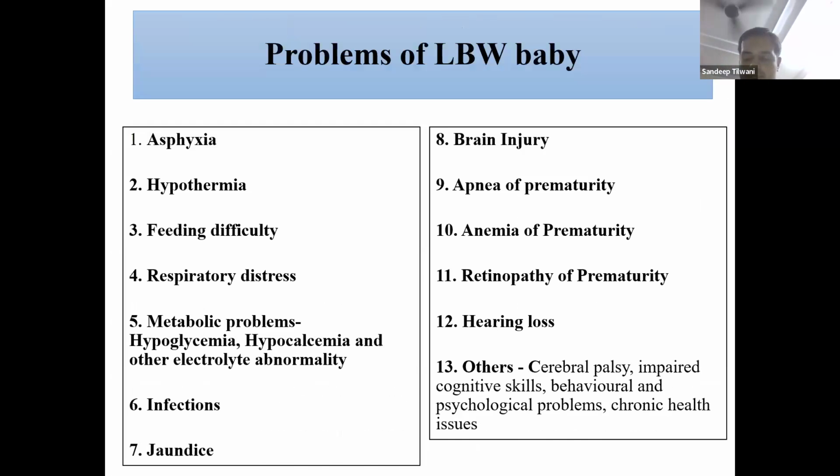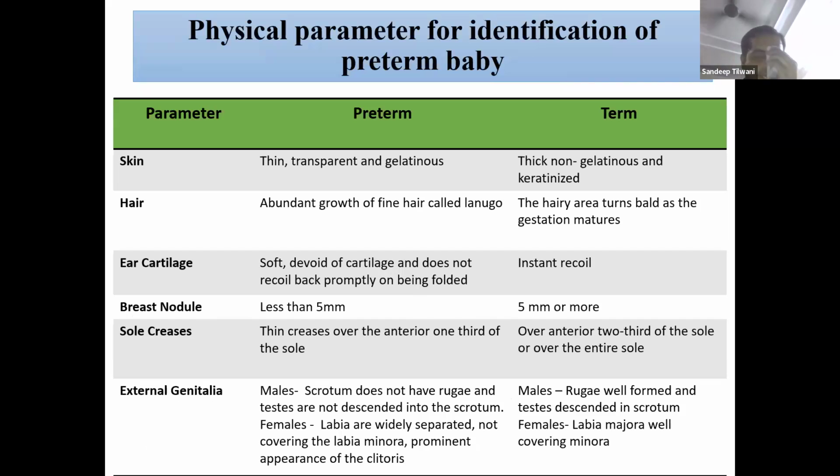So then coming to the problems of a low birth weight baby, what are the problems we expect? Based on these criteria which I told earlier, these are the physical criteria to differentiate between a term and a preterm baby. There are certain neuromuscular criteria as well, which we can apply. I think all of you must have some idea about them. Those include the square window, arm recoil, scarf sign, popliteal angle, heel to ear, and ankle dorsiflexion.